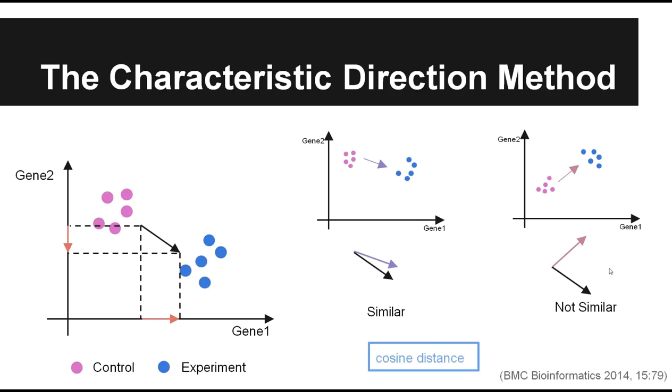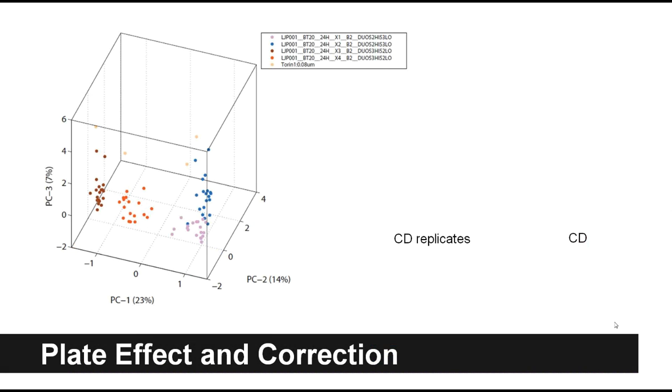Mathematically, this can be computed using the cosine distance, which is basically a measure of the angle between the two directions. A smaller angle or a smaller cosine distance means similar experiments, and a large angle and a large cosine distance means dissimilar experiments.